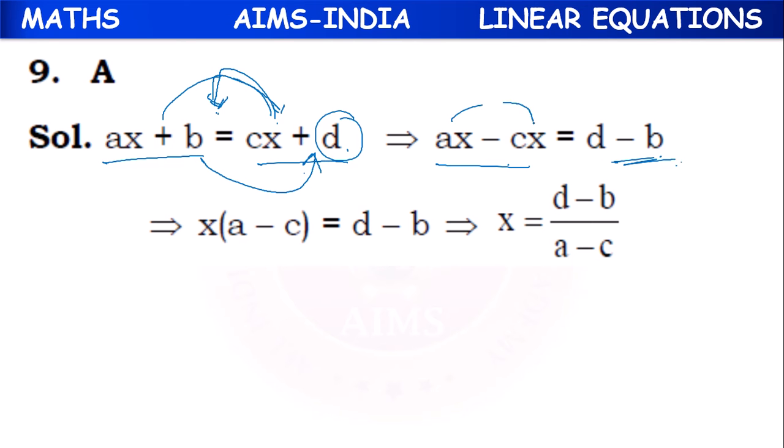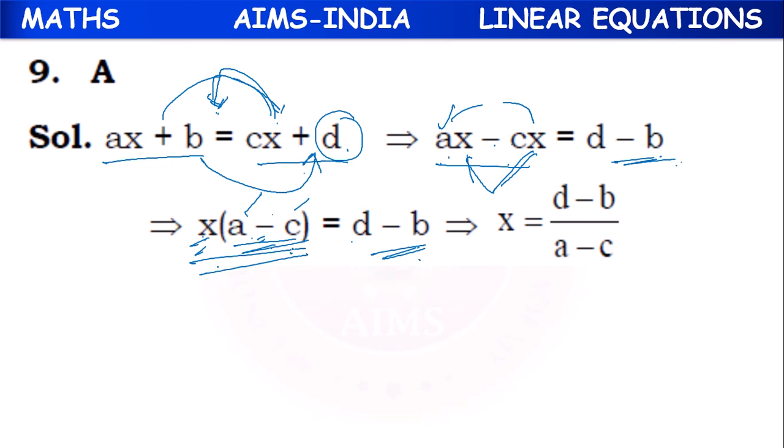Now, from these two terms, we can take X as common. If X is taken as common, here A is remaining, here C is remaining. In the middle, we have minus. So we can write it as X of A minus C equal to right hand side, we have D minus B.